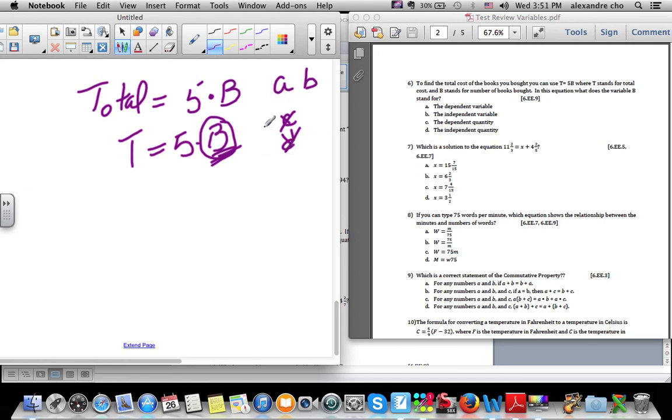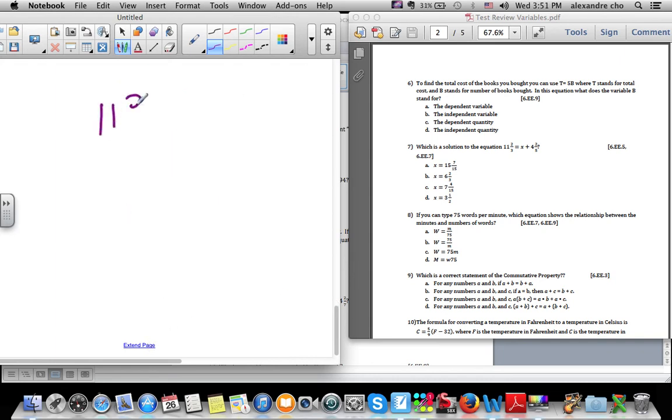So between A and B, it's dependent or independent. Look at your statement again. It says the total cost depends on the number of books. So your dependent is your total, which makes B independent.